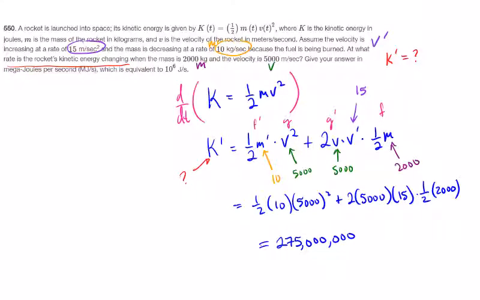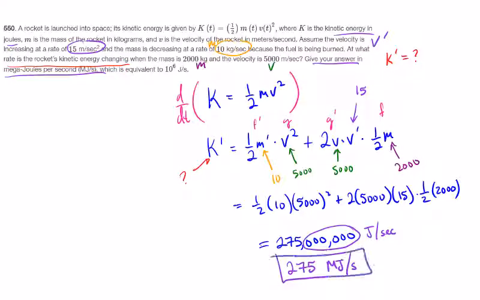Here's a tricky part that I almost missed: it says kinetic energy in joules, so this is actually joules per second that we have here. But then it says give your answer in megajoules per second, which is equivalent to 10 to the 6 joules per second. So 10 to the 6 takes care of all these zeros, and megajoules per second will be 275 megajoules per second. And that's our final answer for that one.